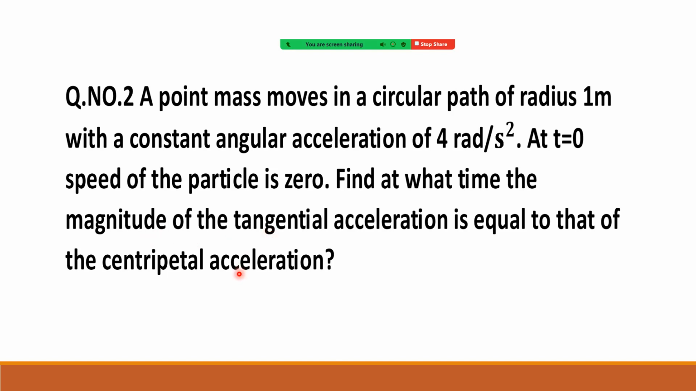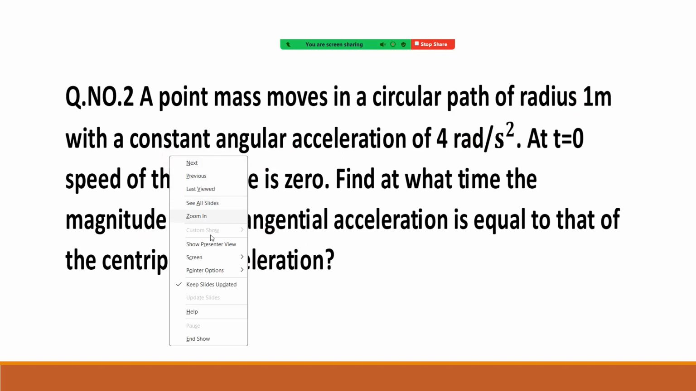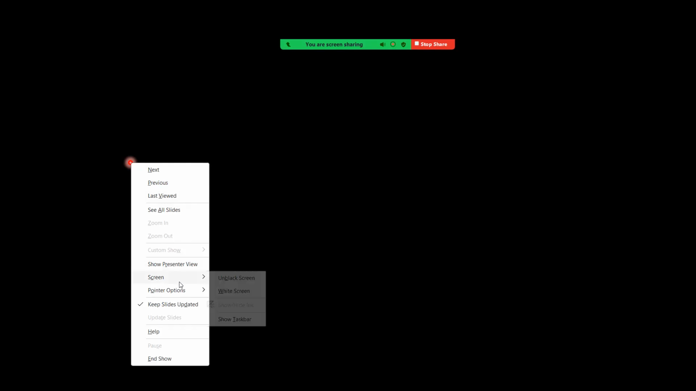At what time? Given alpha and r. Let us see. Alpha is given, 4 radian per second square. So at what time the modulus value of a_c and the modulus value of a_t are equal. V equal to 0 when t equal to 0. That implies omega also 0.